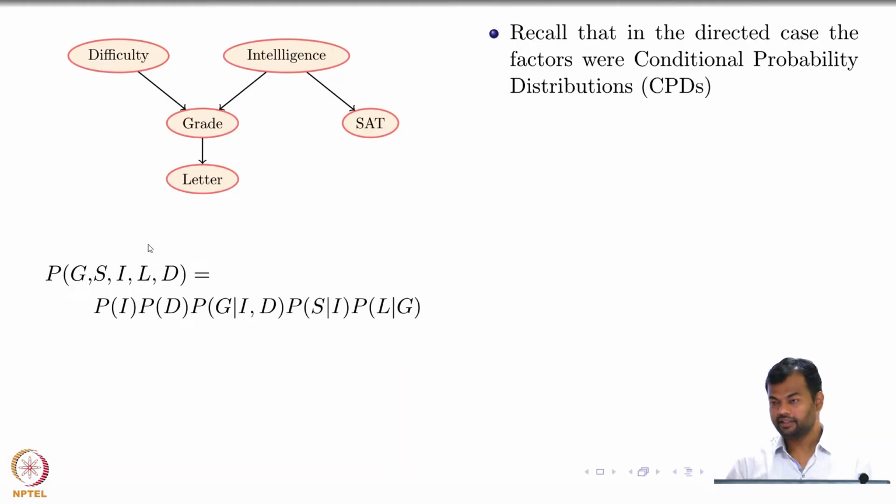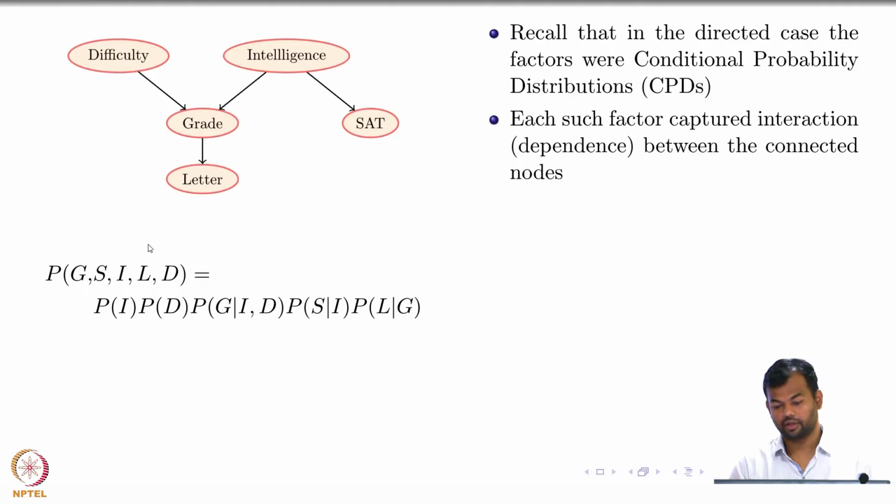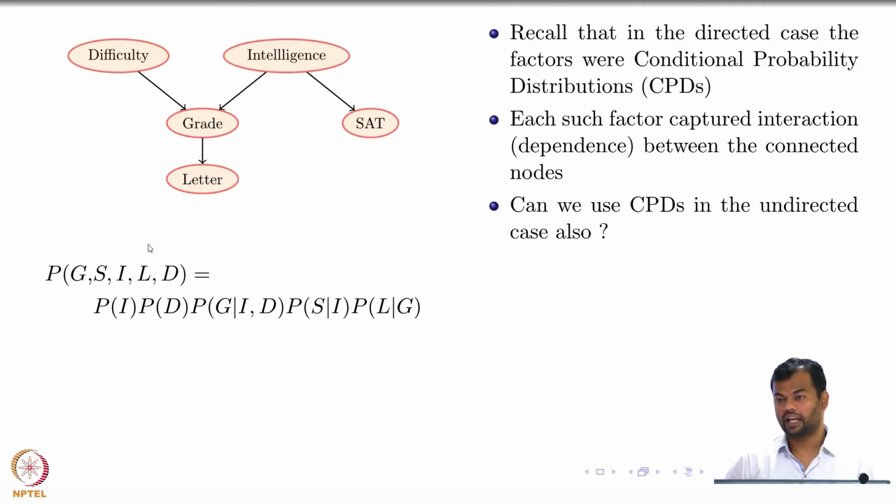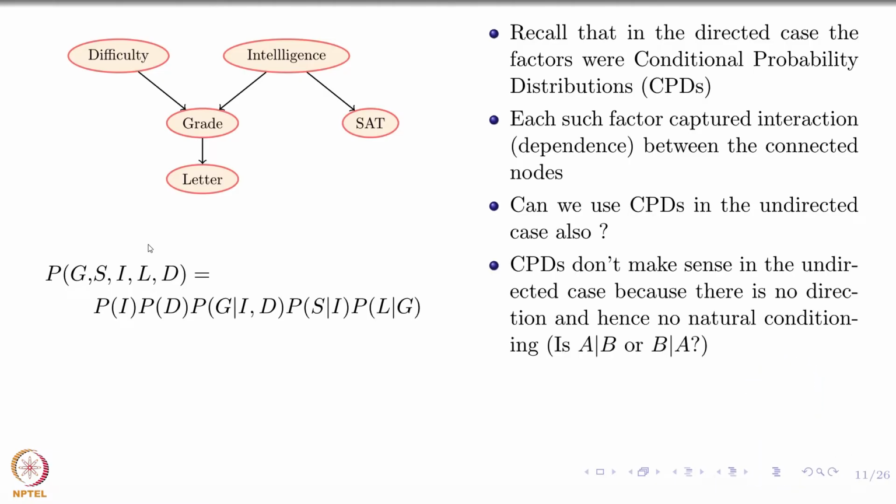So in the directed case, the factors were conditional probability distributions, and then the joint distribution factorizes over these conditional distributions. Now each such factor captured the interaction between the connected nodes. Can we use CPDs in the undirected case? Whenever someone asks this question, the answer is always yes, we can. No, we can't, right? Why?